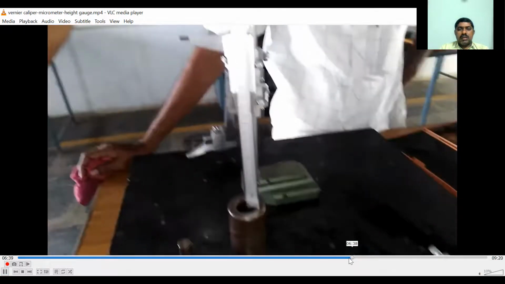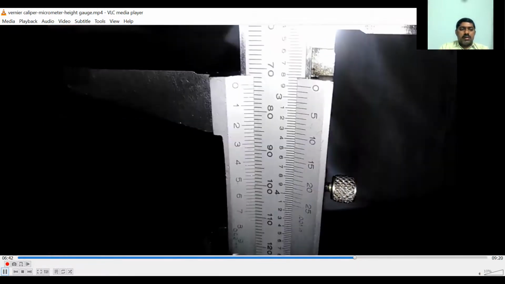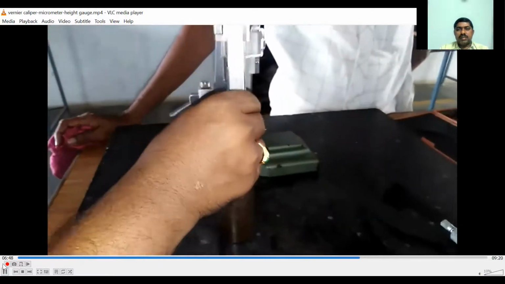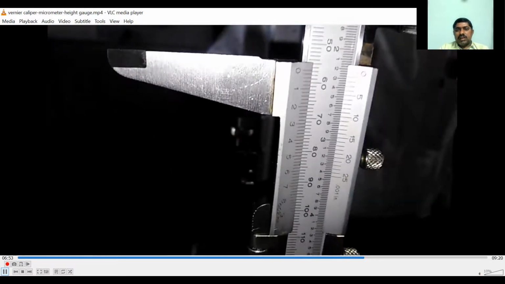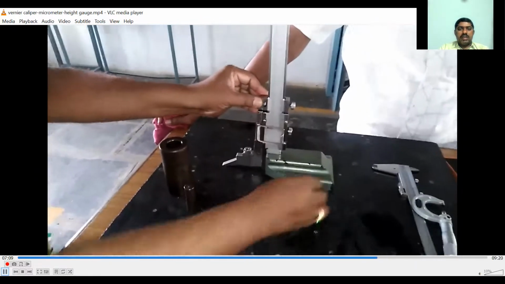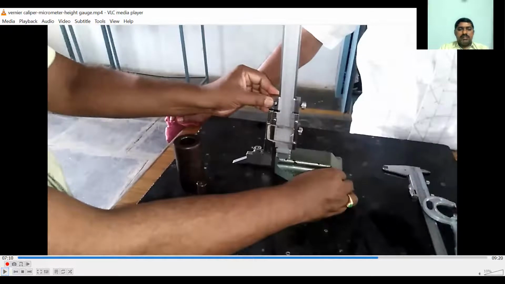The main scale is 73 and the vernier scale division, we can observe, is 43. So therefore we will get 73.86. Again we will change the position and then we will take the reading. In this way we have to conduct the experiment at different places, and then we will take the average value.